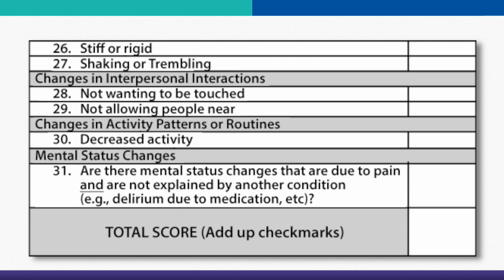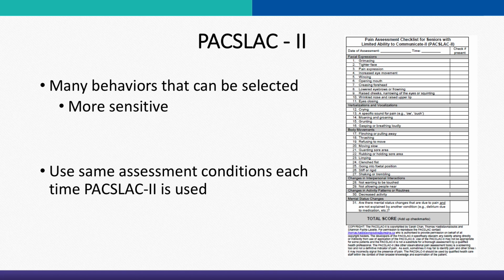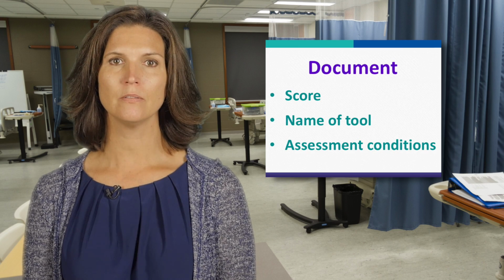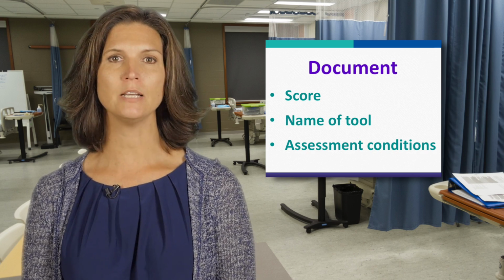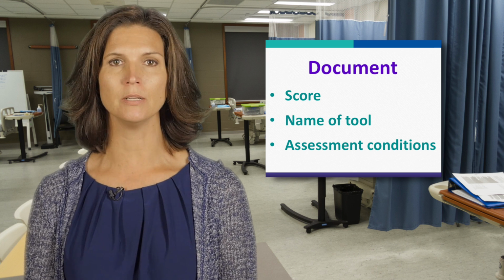Each time the PACSLAC-2 is used to screen for pain in an individual, the assessment conditions should be the same. For example, if you observe the client during a transfer from lying to standing, repeat those conditions on subsequent assessments so that the scores can be compared to determine if treatment goals have been achieved. Don't forget to document the score, the name of the tool you used, and enough detail about the observation period that it can be repeated. Training is required for healthcare providers to use this tool. Contact your educator or practice lead regarding how to receive training to use this tool.